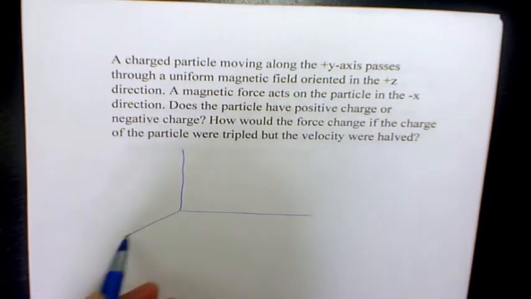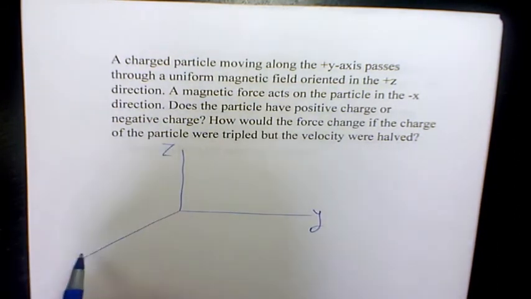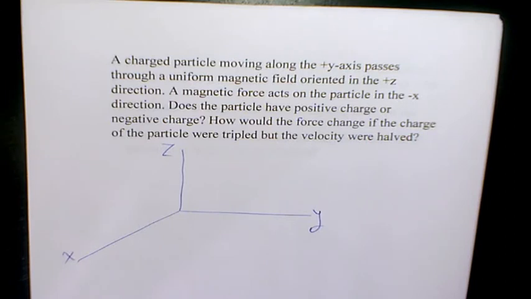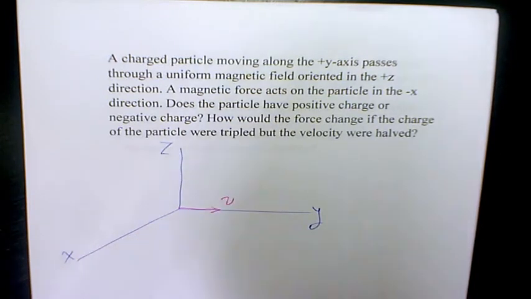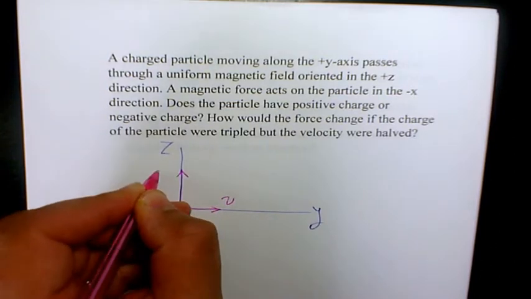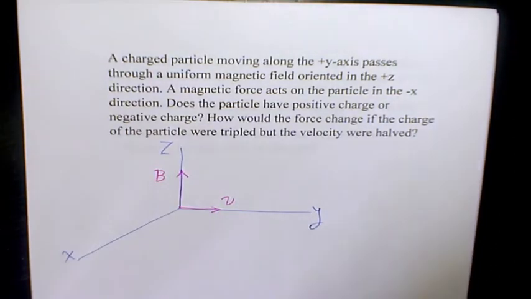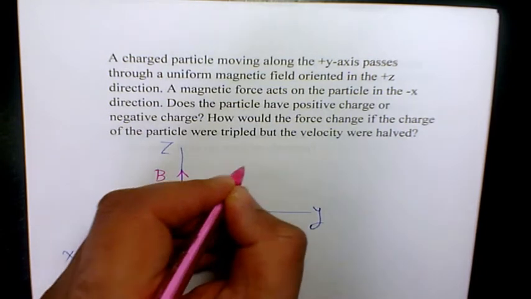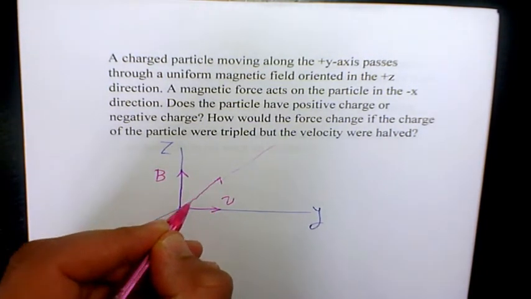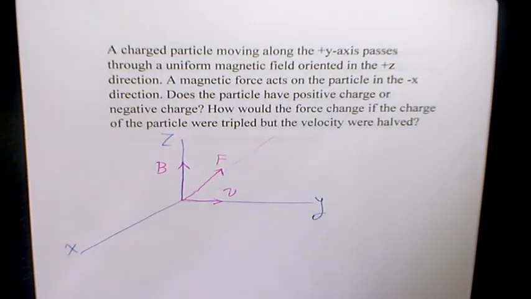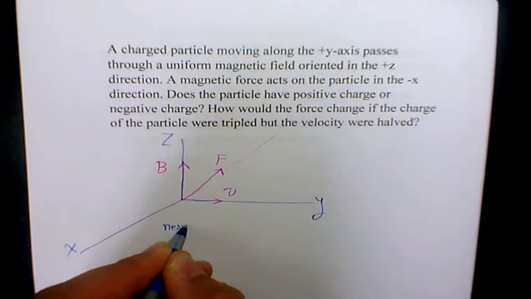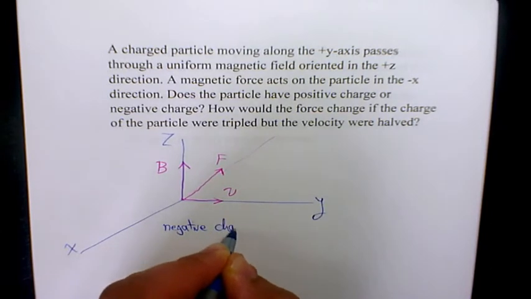So that's the y direction, z direction, and x direction. It says it's moving in the y direction. That's the velocity. Magnetic field oriented in the z direction. And magnetic force is going to be in the negative x direction. So in the previous example, we said it's going to come out of the page, but this one is going to go into the page. So it means that we are dealing with a negative charge particle.